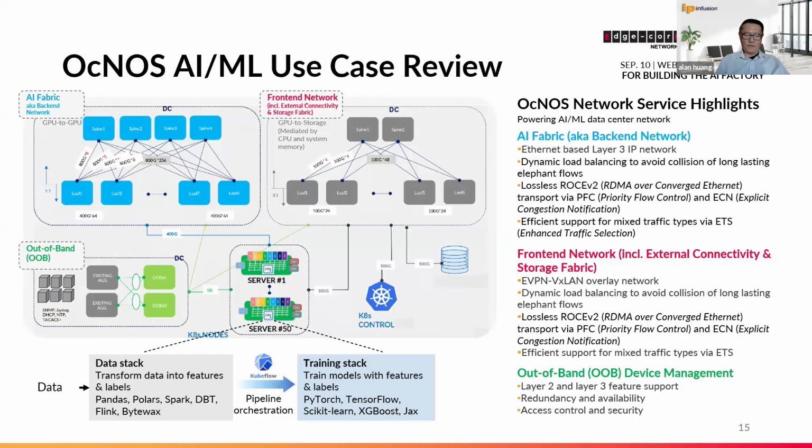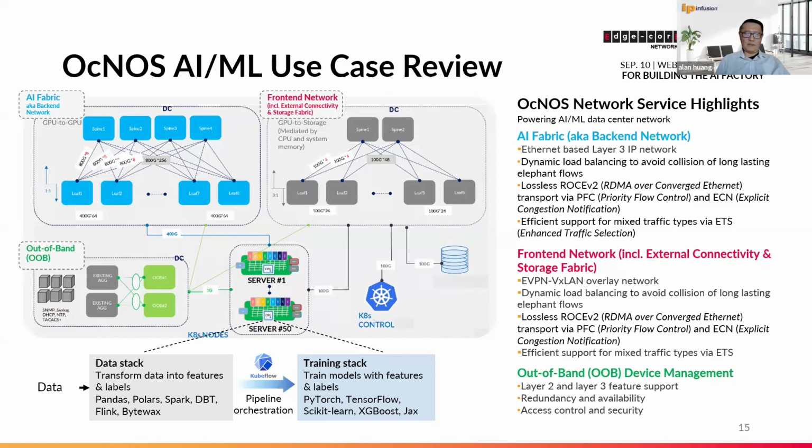The key features of both fabrics include dynamic load balancing, which is supported on all the AI and fabric switches. Dynamic load balancing can avoid collision of long-lasting elephant flows.